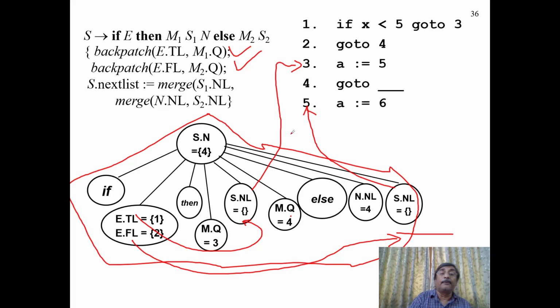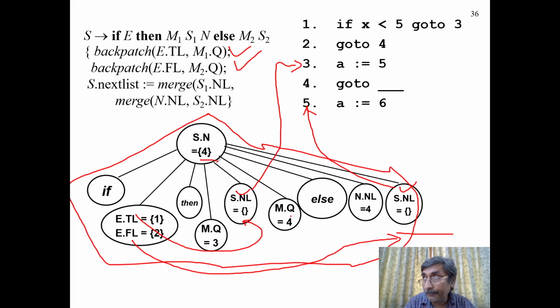Right? And therefore, they do not have any incomplete go-tos. But this 4 has an incomplete go-to. So this S's next list must contain this S's next list, this S's next list, as well as this S's next list. So both of them are null. This is null and this is null. So S.nl will become only that. That is why S.nl is that.